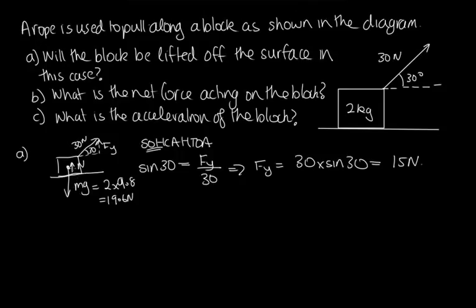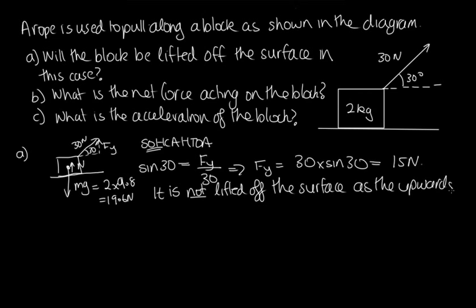This normal reaction force will be the size of the difference of these two forces, so that vertically it's in equilibrium, because it's not being lifted up off the surface and it's also not falling through the surface, so it must be stationary in the vertical direction. So this tells us it is not lifted off the surface, as the upwards force is not greater than the weight force.